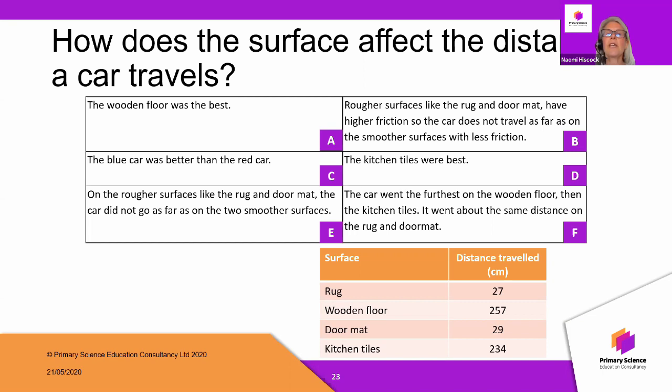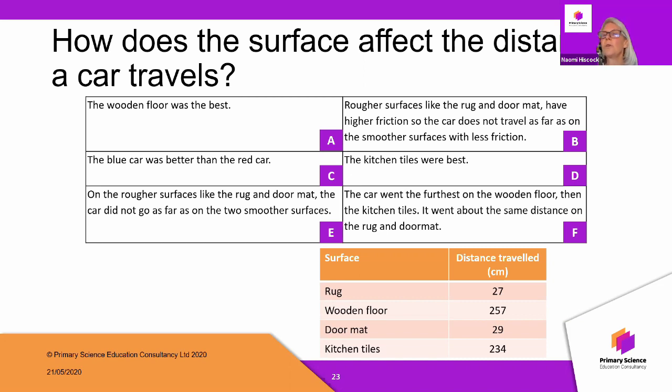D, the kitchen tiles were the best. If you look at the data underneath, then you can see that it actually went further on the wooden floor than it did on the kitchen tiles. So we are now expecting them to answer the question based on the data consistently and accurately. So here, actually, they've chosen the wrong one. They're not looking at the data closely enough. The next one I would say is A, because actually that is consistent with the results. The wooden floor was the best, but we're using that superlative rather than using the comparative language.